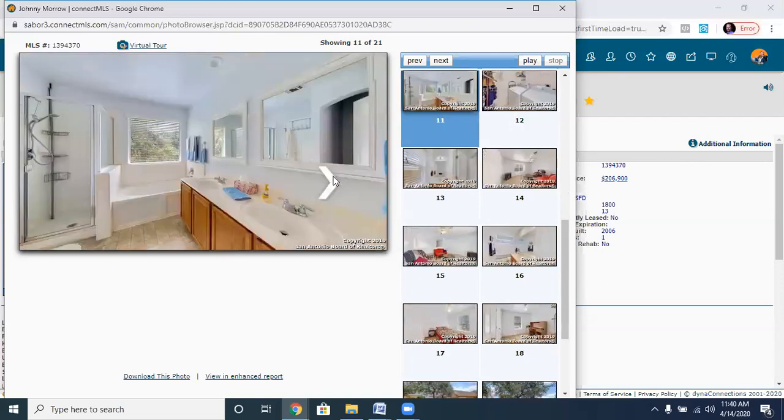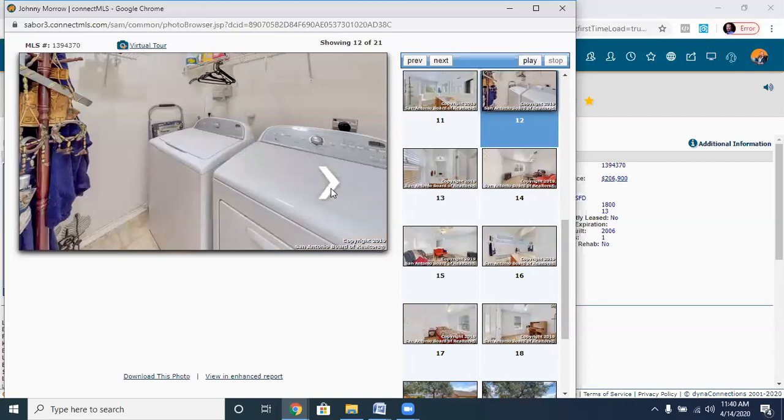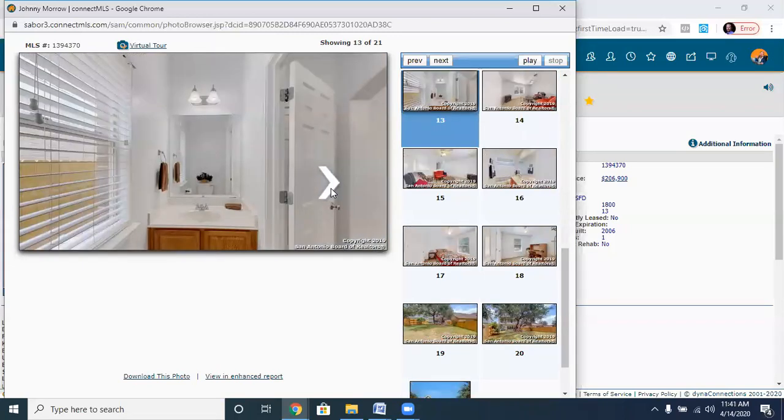We get into the master. It's got a double vanity, separate tub and shower. So I might put that in there about the master, separate tub and shower. Tub and shower? Yep, that's what I put in. Tub and shower. Thank you. It's got a laundry room. I don't know if it's upstairs or downstairs, but it's got a nice laundry room.